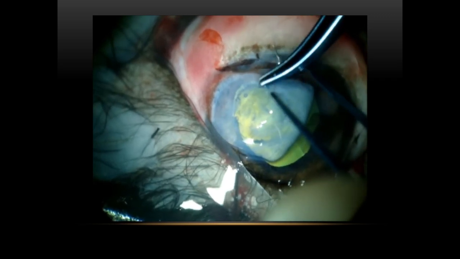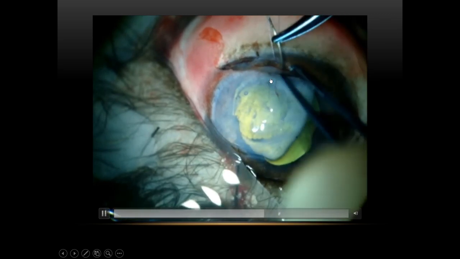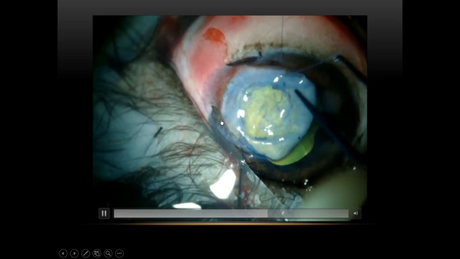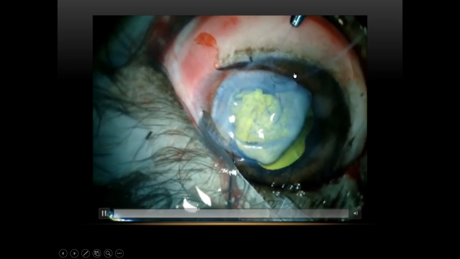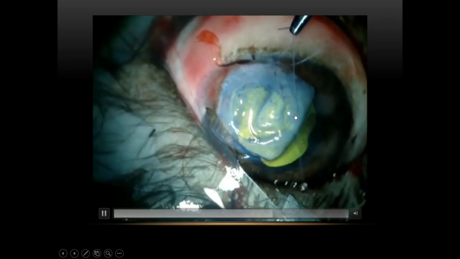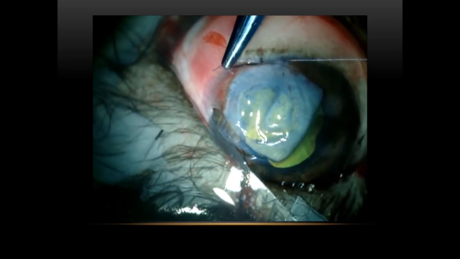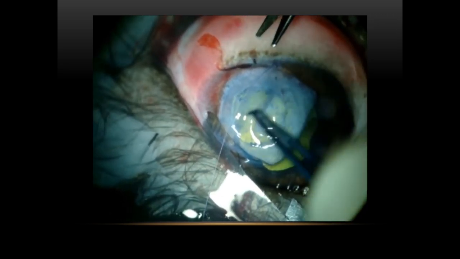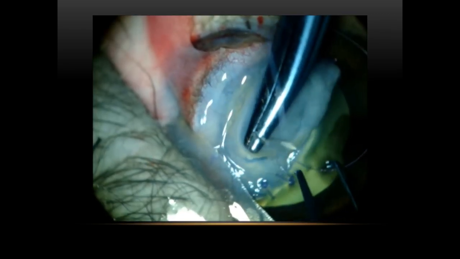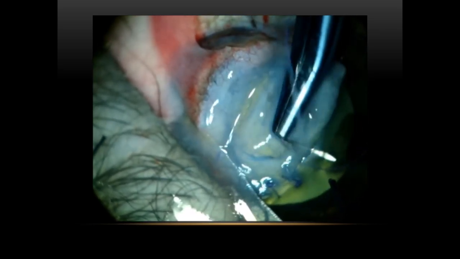There's a lot of ways to suture it. I like to do a couple of simple interrupted sutures, and then I do a continuous pattern among them. You can use 8-0, 9-0 nylon and remove it after the healing period. Usually we remove it after 3 to 4 weeks.